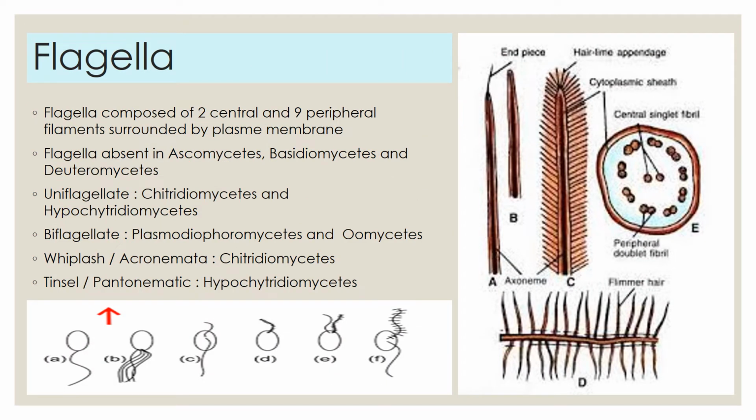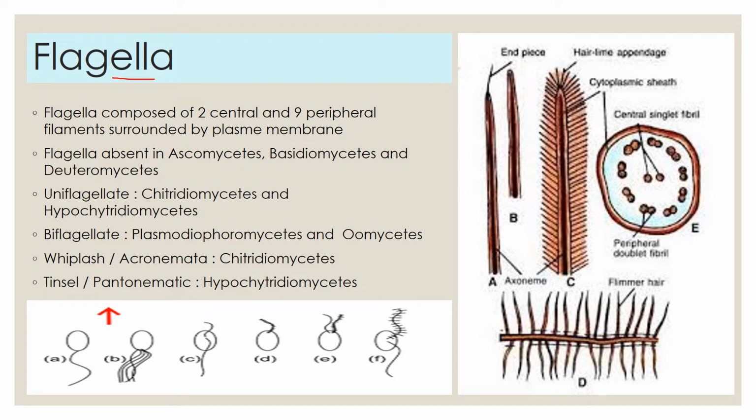Then we come to the flagellar portion. We know that the lower fungi, that is the phycomycetes, are mostly aquatic, and they have reproductive spores that contain flagella. Flagella are absent in the reproductive spores of higher fungi like ascomycetes, basidiomycetes and deuteromycetes or fungi imperfecti. So flagella are found only in the phycomycetes.